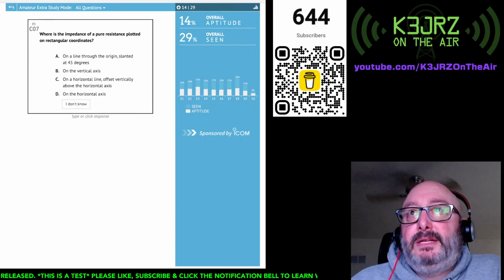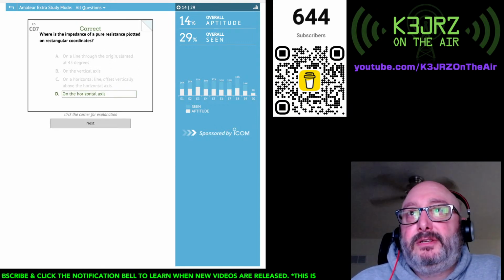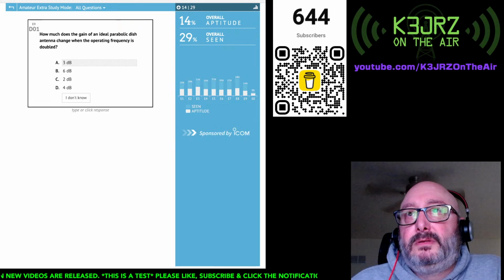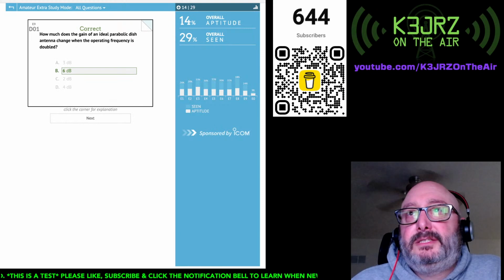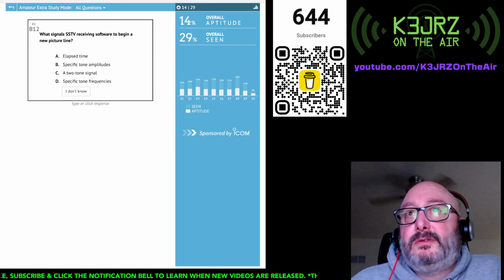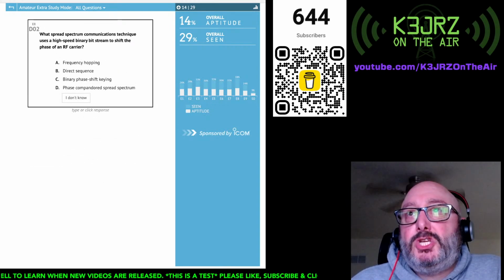Where is the impedance of a pure resistance plotted on a rectangular coordinate system? So it's on the horizontal axis. I remember that question. How much does the gain of an ideal parabolic dish antenna change when the operating frequency is doubled? 6 dB. Kind of remember that from somewhere. Tone frequencies, on the frequency, yeah.